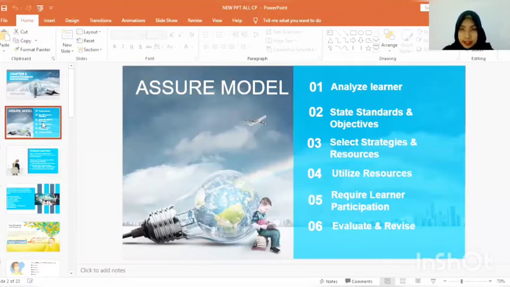Number 1 is analyze learner. Number 2 is state standards and objectives. Number 3 is select strategies and resources. Number 4 is utilize resources. Number 5 is require learner participation. Number 6 is evaluate and revise.